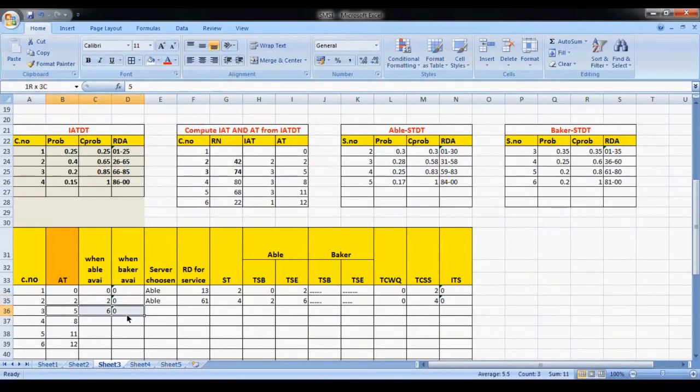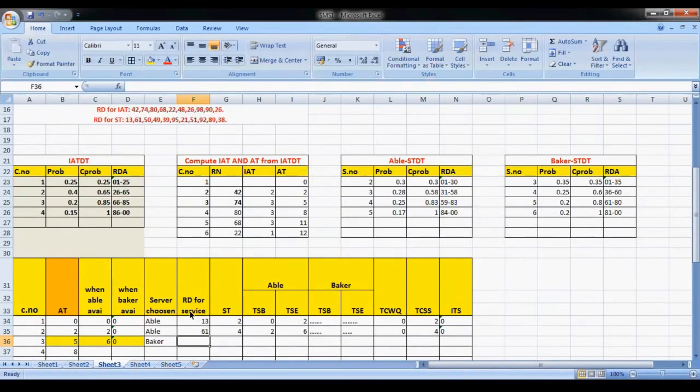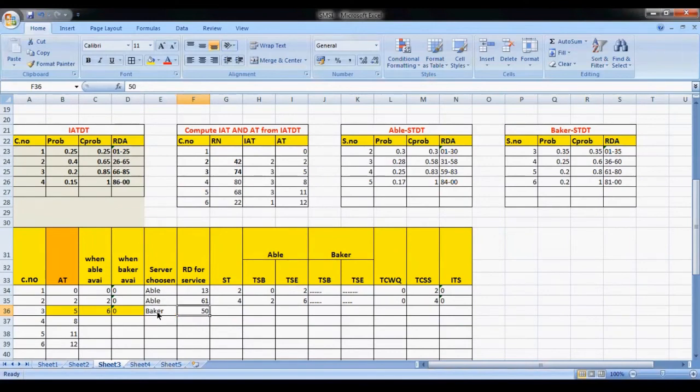The customer is coming at 5. Able is available at 6, Baker is available at 0, and the customer is coming at 5. When the customer comes, Able is busy. Now free is Baker, so the server chosen is Baker. Go to the next random number. The next random number is 50, which is given in the question as the random digit for service. Take 50 and go to the Baker distribution table. Within this range we get 50, its value is 4, so service time is 4.